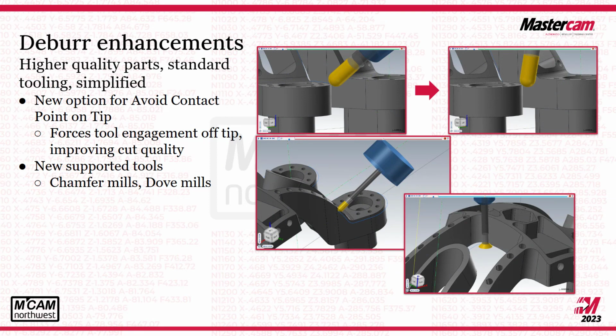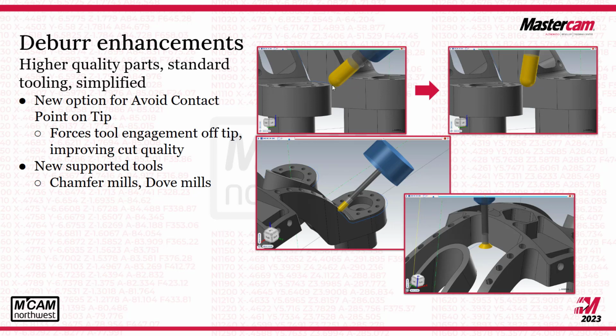So the next thing is the Deburr enhancements. There's a couple of great enhancements for Deburr this year. And it really boils down to two basic things. The first one is the new option to avoid contact point on tip. What this will do is it forces the engagement point of the tool and the part itself off. So you can see a clear example of that here.